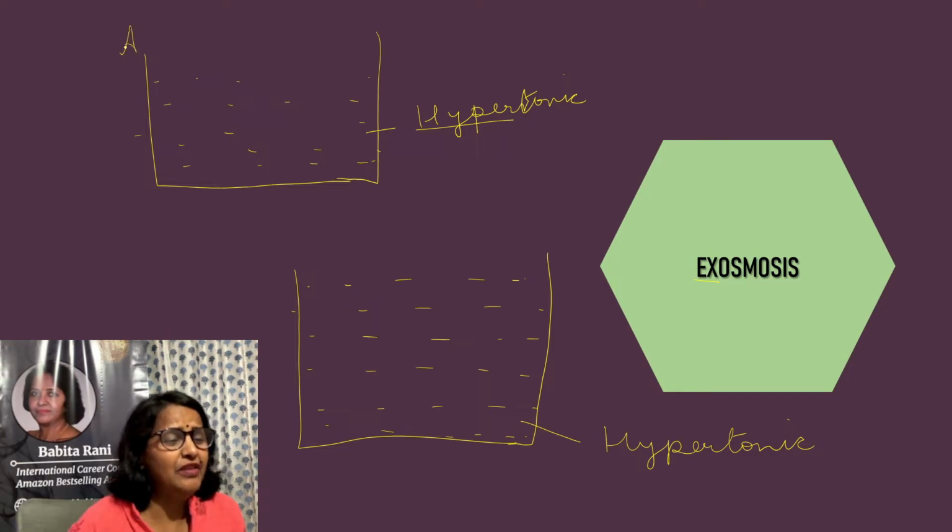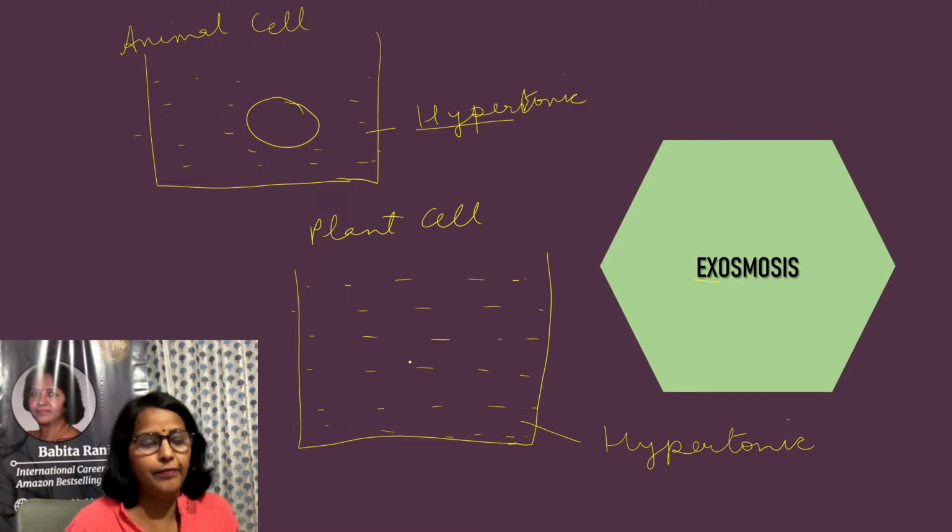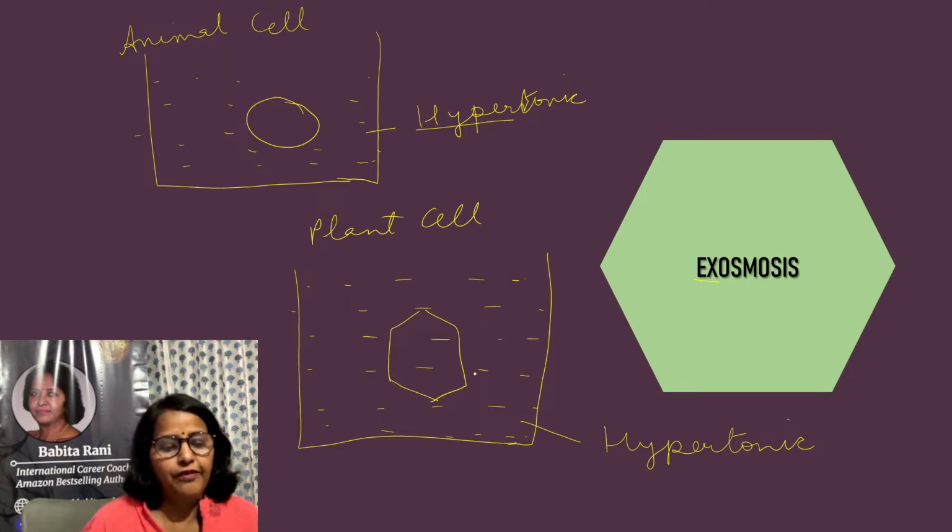In one of the beakers we will take an animal cell, and in another beaker we will take a plant cell, right? So suppose this is an animal cell and this is a plant cell. So if this is hypertonic solution, then this should be hypotonic in respect to this hypertonic solution. So here also we have hypo.